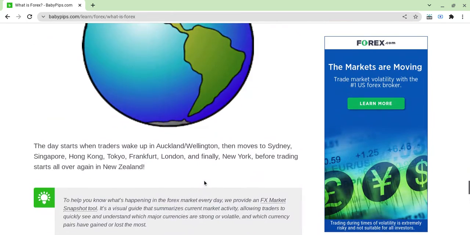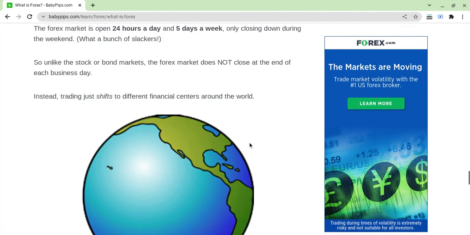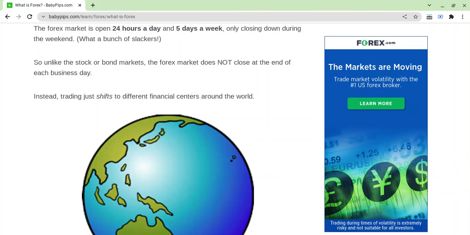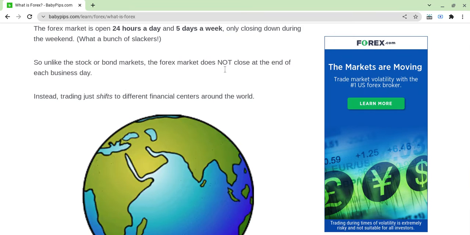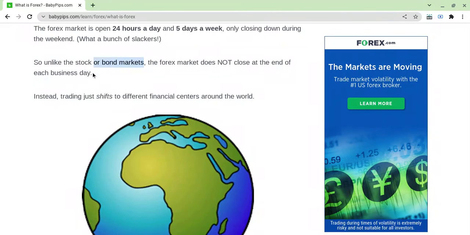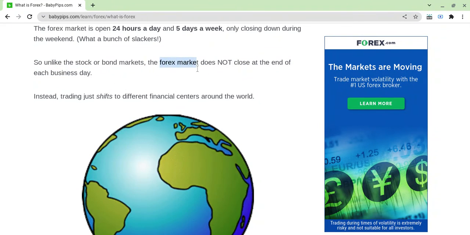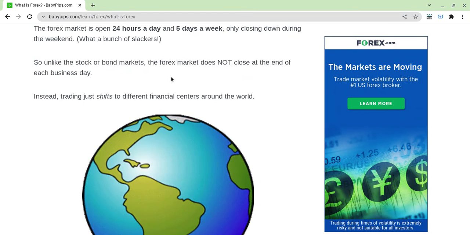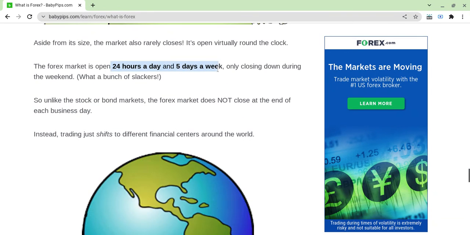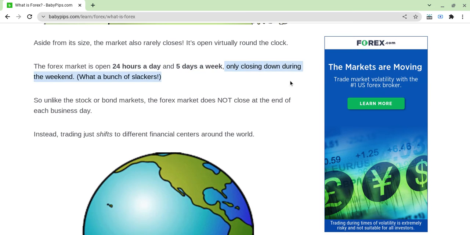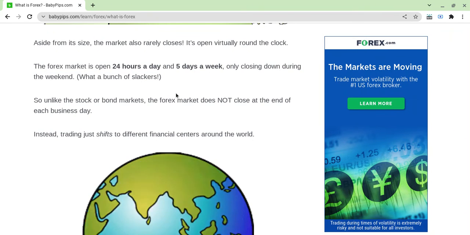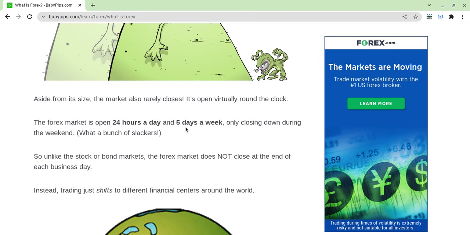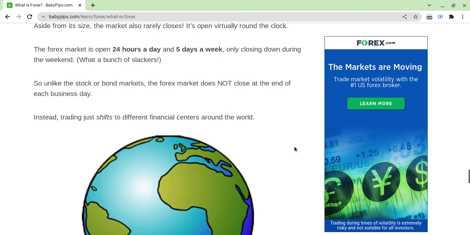Okay. So that's the thing I want you to remember. We are exchanging currencies, global currencies. Obviously, it's global currencies from around the world. We are not in the stock market. We're not doing stocks or bonds. It's money. It's currencies. It's open 24 hours a day, 5 days a week, and it only closes down during the weekend. So what a bunch of slackers. But other than that, you can trade all day long, 24 hours a day during those 5 days.